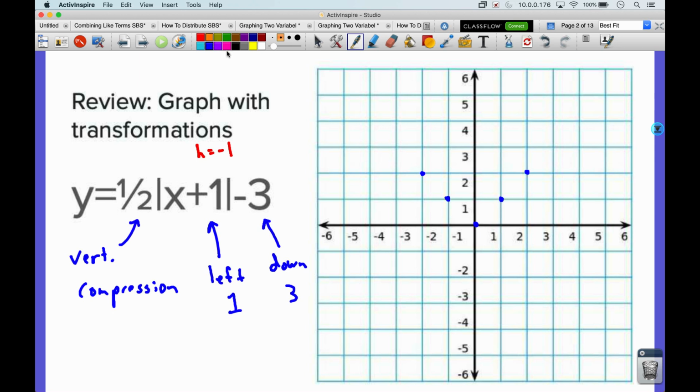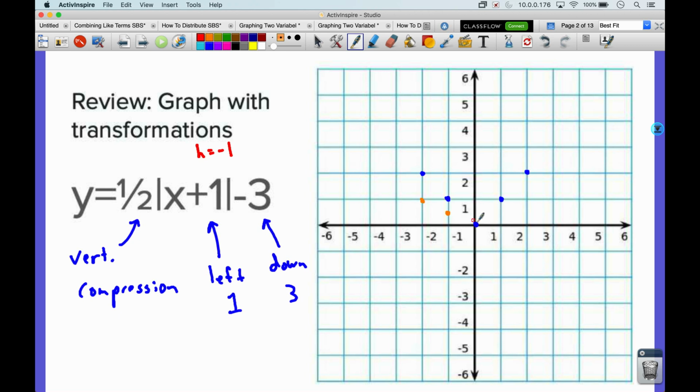Alright, so let's just imagine taking these points here, compressing them by 1/2. That means that their y value gets multiplied by 1/2. So like if you were a point right here at 1, now you're at 1/2. If you were up at 2, you're now down at 1. Shifting all of them left 1 and then down 3.